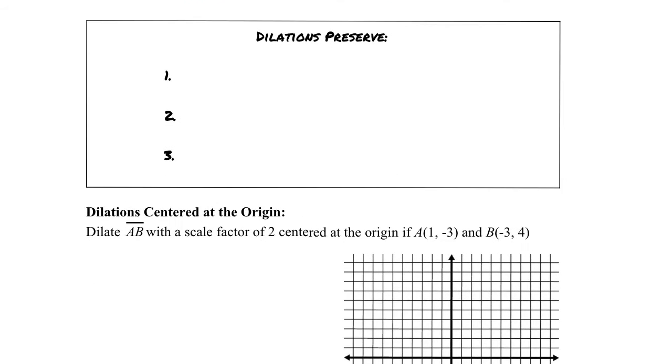Now, dilations preserve three properties. They preserve angle measure. They preserve orientation. And they preserve parallelism. Now, parallelism is not one that we've really talked about, but it's exactly what you think. Parallelism is preserved means that the preimage is parallel to the image. In particular, we're talking about lines or line segments there.